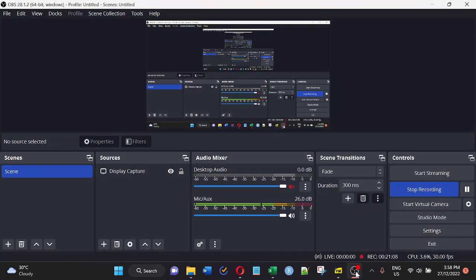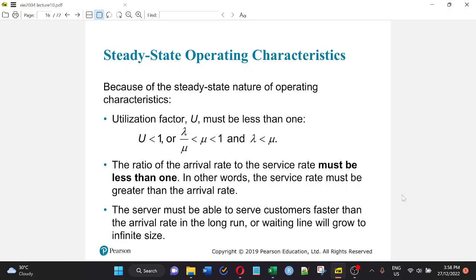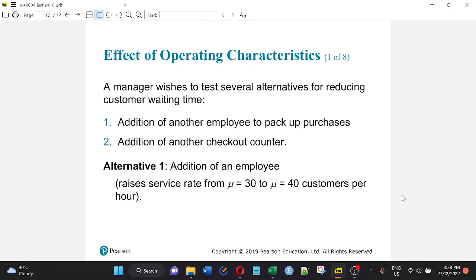So I'm just going to check whether everything is okay. Alright, so what is the effect of this operating characteristic? All the P0, L, LQ, W, WQ is what we call the operating characteristics, and these are the numbers, the characteristics that we want to use in order for us to make decisions.